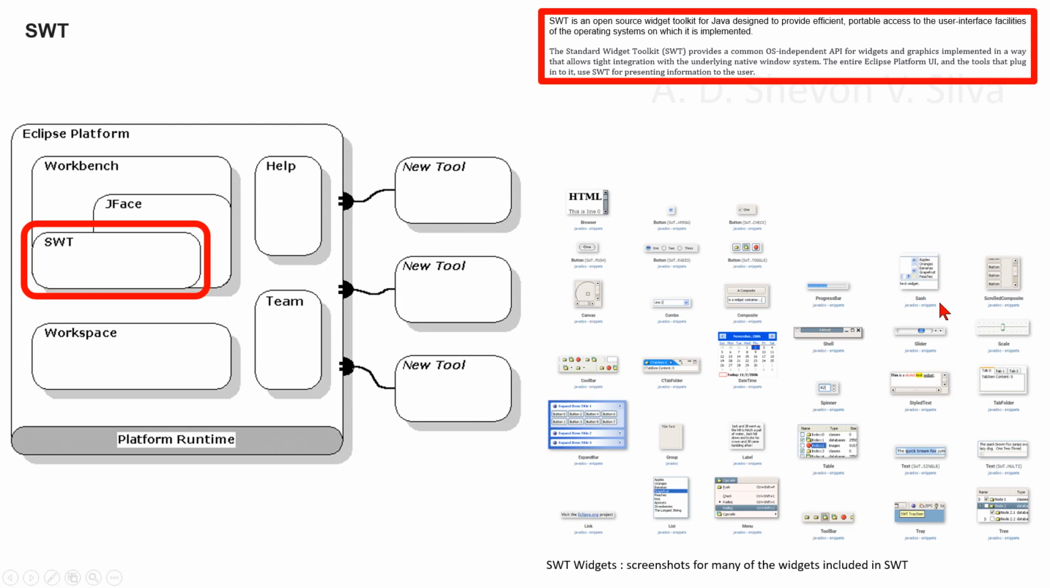Sash, class Sash. Instances of this class represent a selectable user interface object that allows the user to drag a rubber band outline of the sash within the parent control. Scrolled composite, class ScrolledComposite. A scrolled composite provides scroll bars and will scroll its content when the user uses the scroll bars.